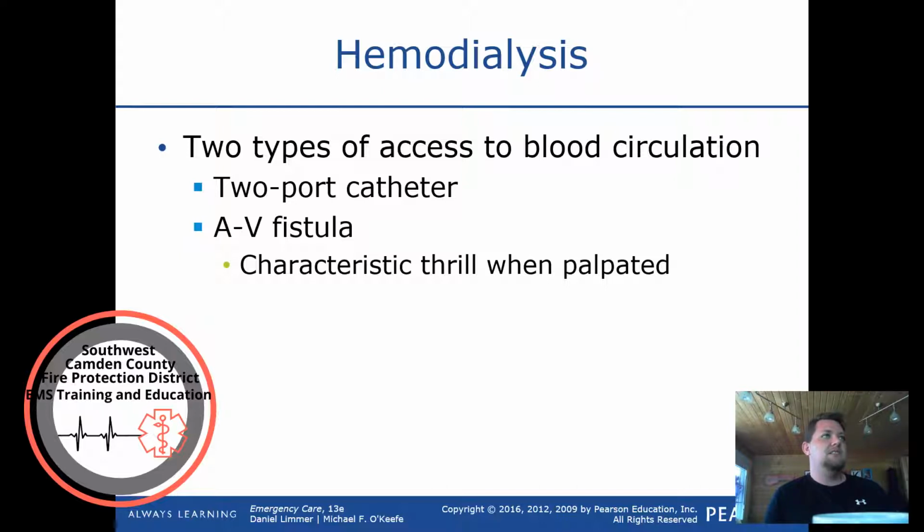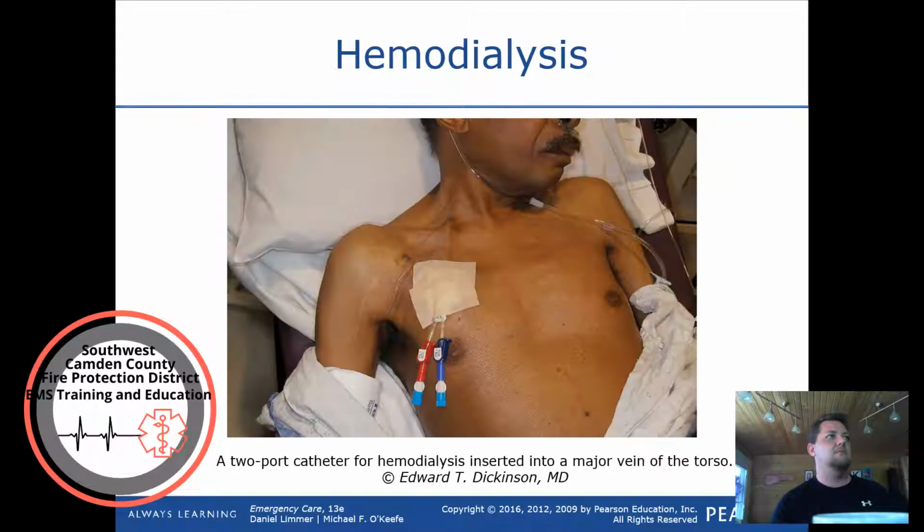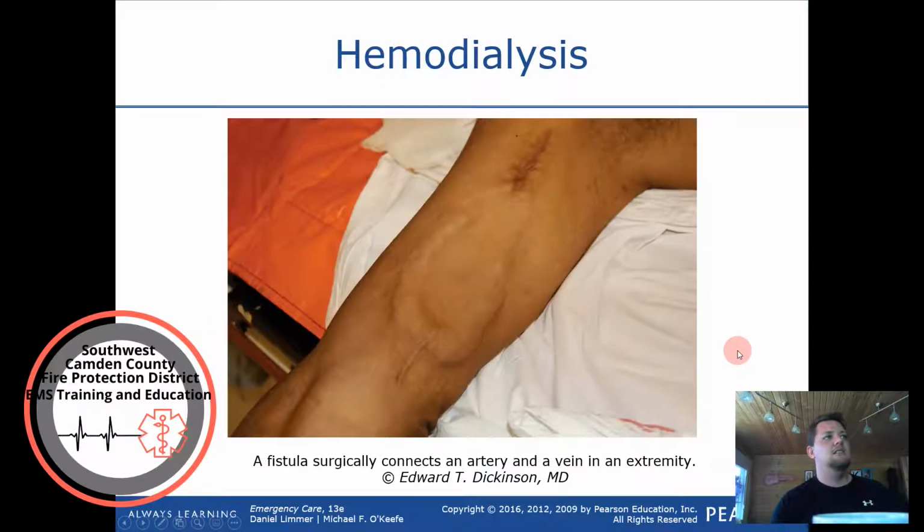There are 2 types of access to the blood circulation: a 2-port catheter and an AV fistula. The fistula has a characteristic thrill when palpated. Basically, that means it doesn't pump through the blood, it flows through the blood. This is a 2-port catheter for hemodialysis. It's inserted into a major vein of the torso. This is a fistula. This is typically what you'll see, and you'll be able to see this as well.